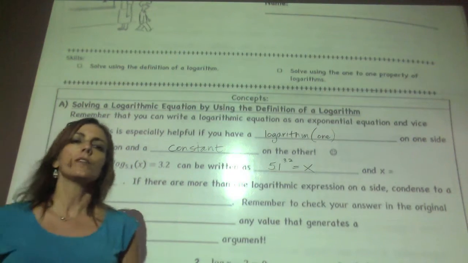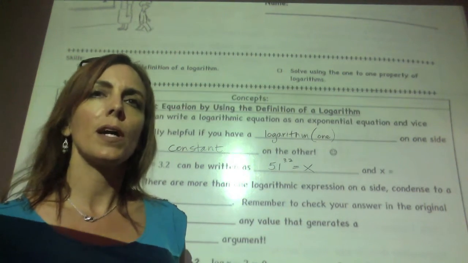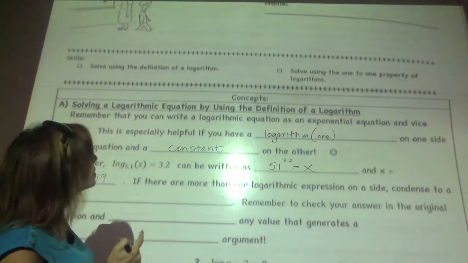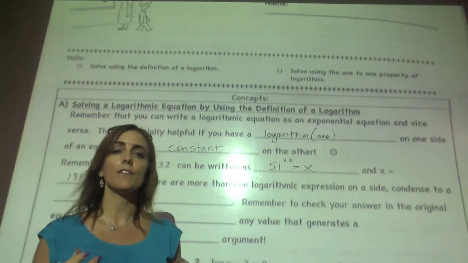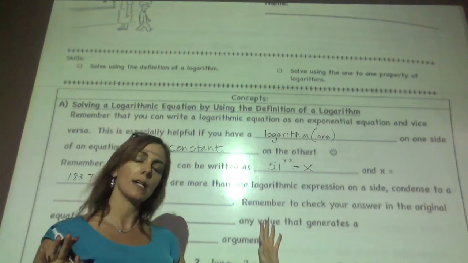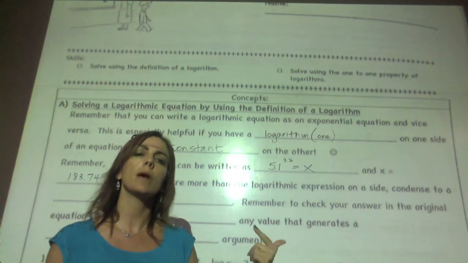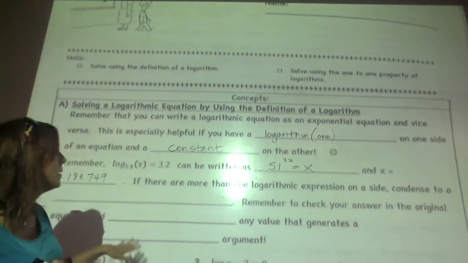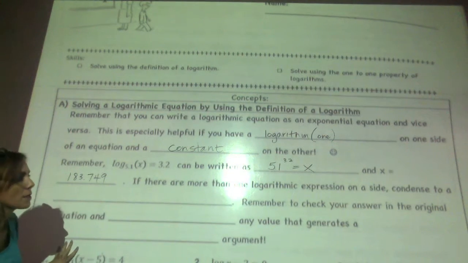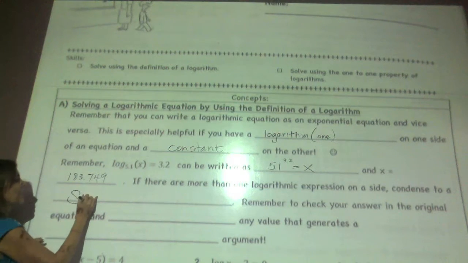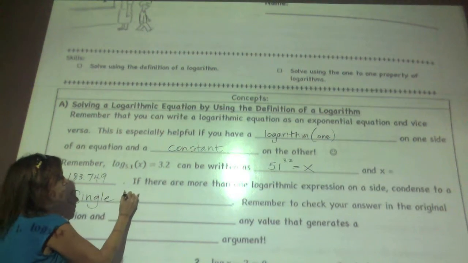Okay, so the only real trick or thing to be aware of using this kind of technique is if there's more than one logarithm on one side of the equation and a constant on the other, then you want to condense those two logarithms into a single log. So if there's more than one logarithmic expression on a side, condense to a single log.